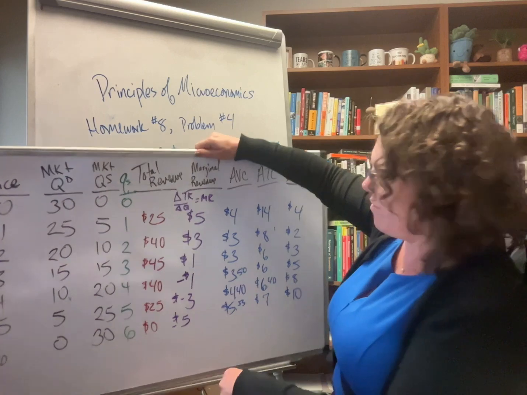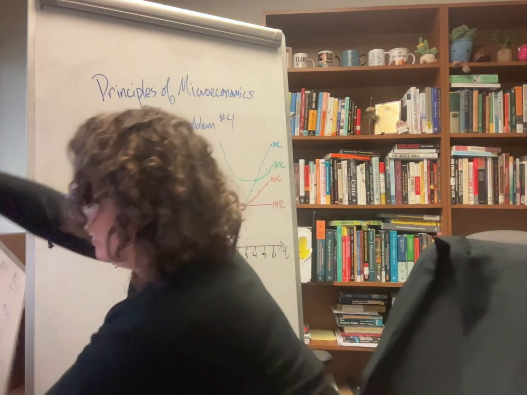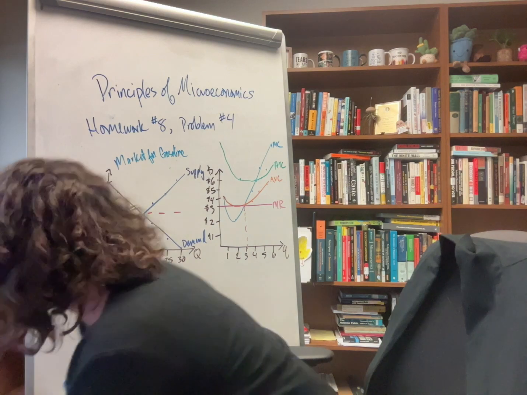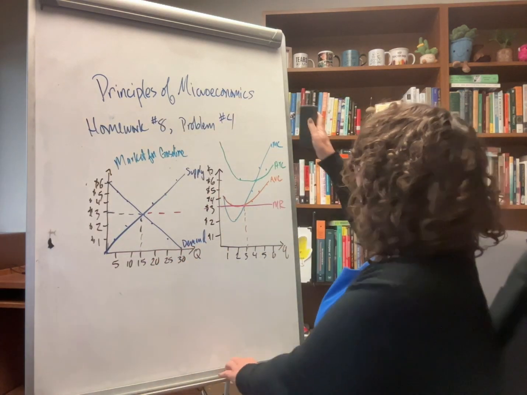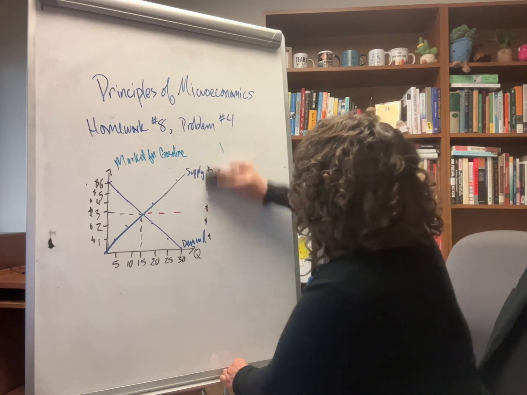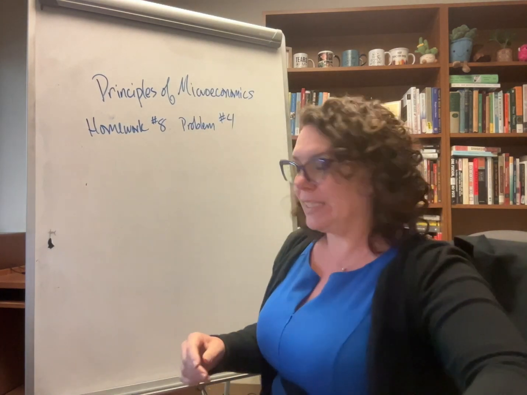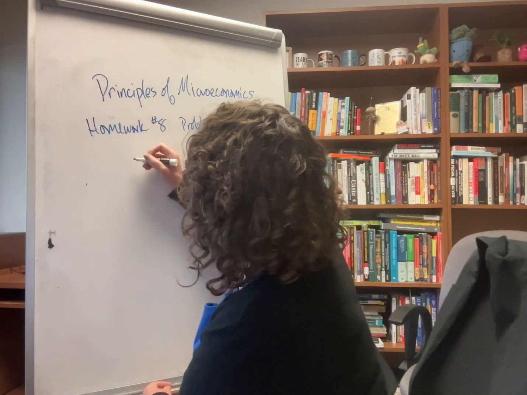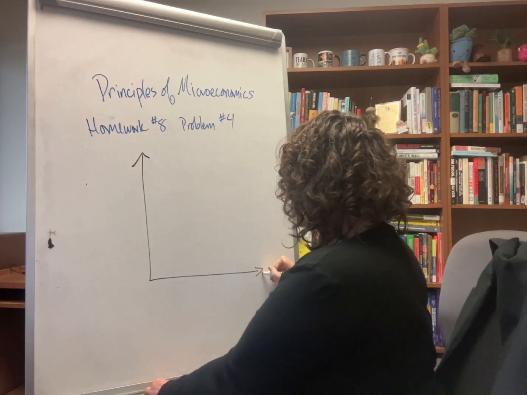So now we have this information, and I'm going to stick this over here so I can see it just off screen. And I want to regraph this problem in a way that will allow me to change it from a perfectly competitive market to a monopolistic market. So I'm going to have that same market structure.